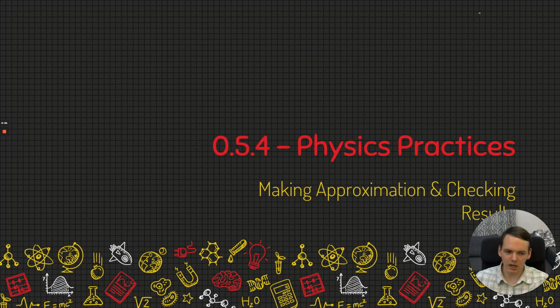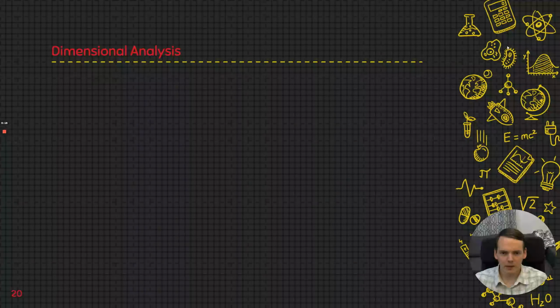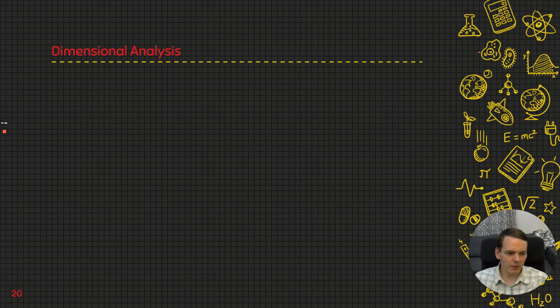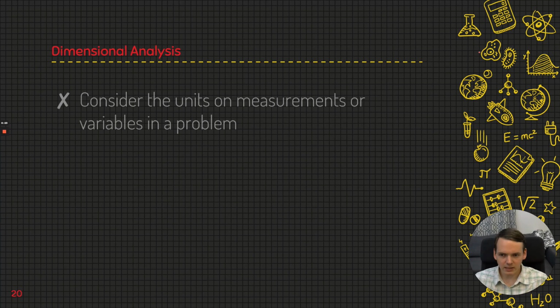We're going to be doing a lot of calculating, a lot of problem solving, a lot of trying to explain what's going on. And so it's important that we know how to do that quickly, make approximations, and also when we get a result, check to make sure it seems like it could be correct. So the first topic I want to talk about here is dimensional analysis.